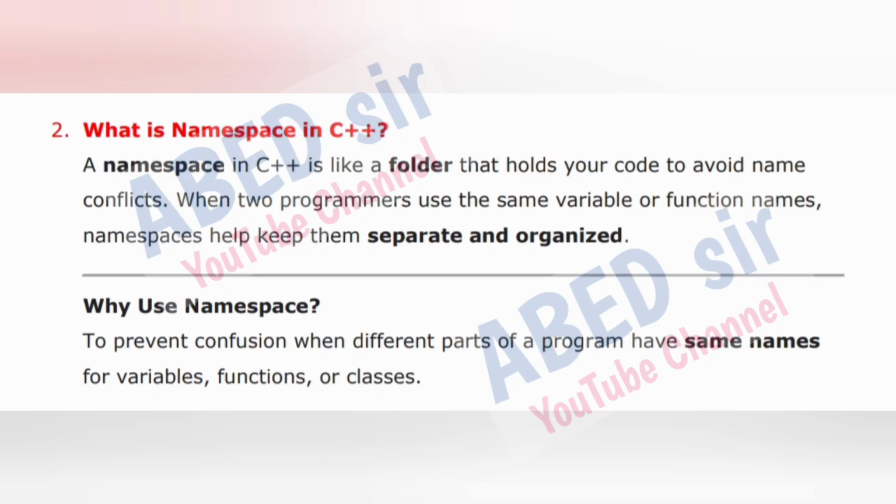What is namespace in C++? A namespace in C++ is like a folder that holds your code to avoid name conflicts. When two programmers use the same variable or function names, namespaces help keep them separate and organized. Why use namespace? To prevent confusion when different parts of a program have the same names for variables, functions, or classes.